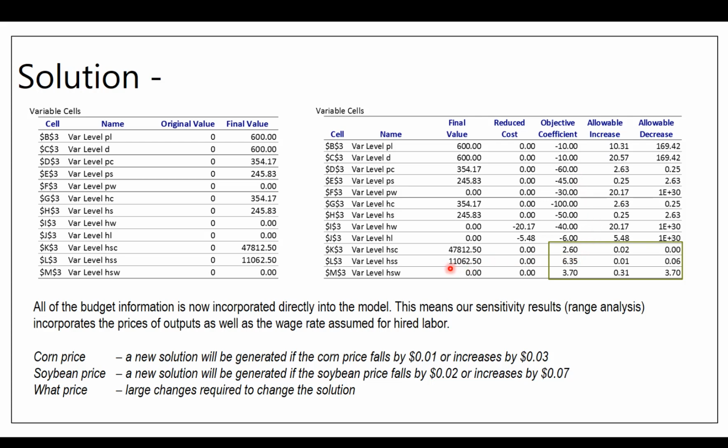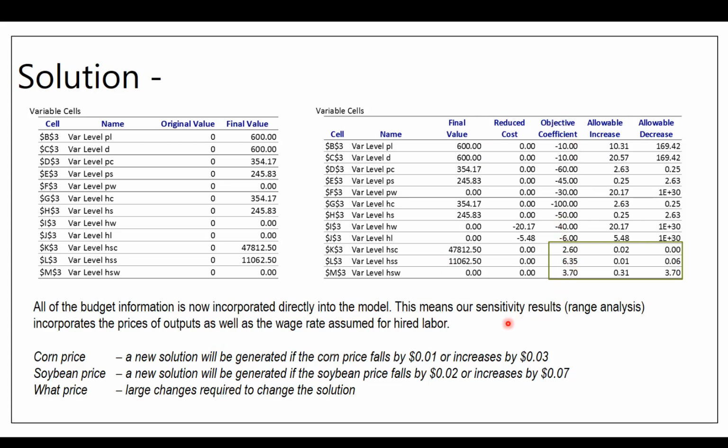What's new is you move down here to the bottom, and you get sensitivity information directly on the harvest sale of corn, harvest sale of soybean, harvest sale of wheat prices. Okay, so these are per bushel prices, 260, 635, 370, and these allowable increases and decreases are telling you how much the price of corn and soybeans can go up or down before you change the solution. So all of our budget information that we would want is now directly in our model.